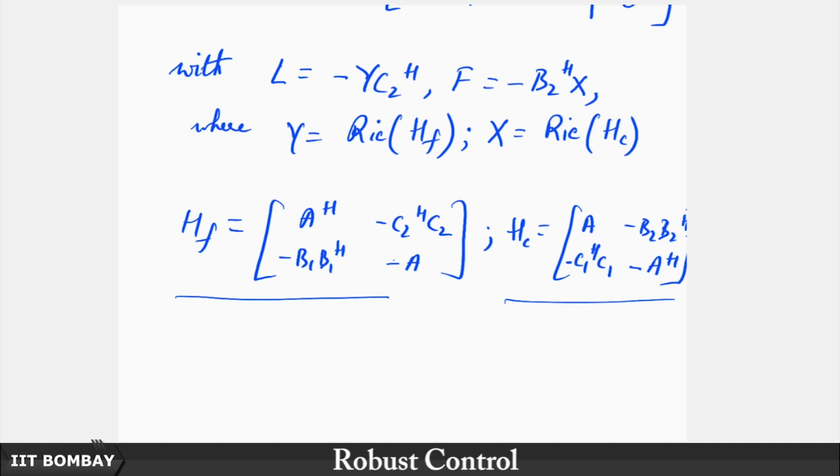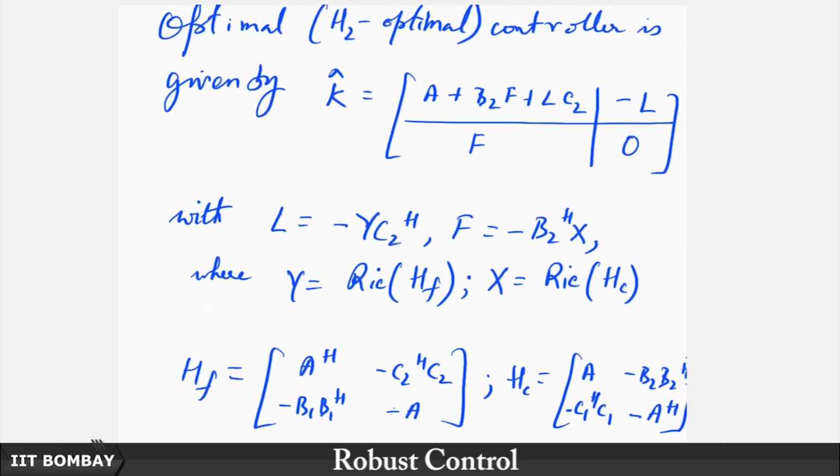Once you have these Hamiltonians, you know that Hamiltonians such as these do belong to the domain of the Riccati operator as we have defined. So corresponding to both of them, you get the solutions to the Riccati equations. Suppose the solution corresponding to HF is given by Y, and that corresponding to HC is given by X. So then you can obtain Y and X. Next step, you just plug in this Y here, get L, plug in this X here, get F.